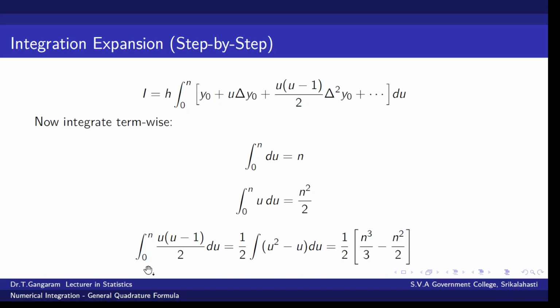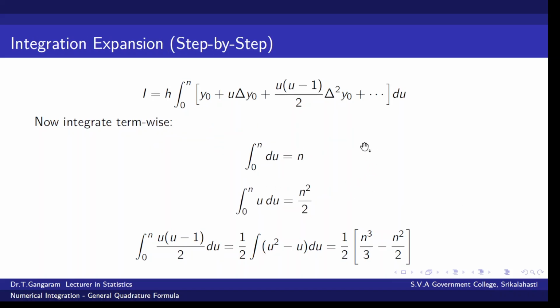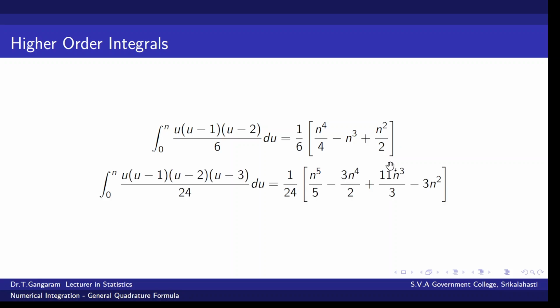So here, integral 0 to n, the third term, 1 by 2 into (u square minus u) du, is 1 by 2 into (n cube by 3 minus n square by 2). First integrate and substitute the maximum and minimum values. We will get these terms. This is the fourth term, next term, and this is the next term. We will get the terms by integrating first.